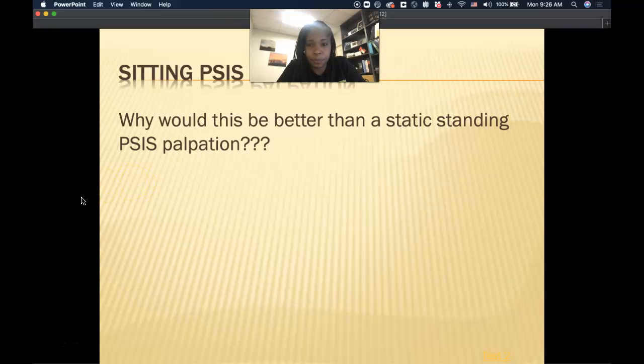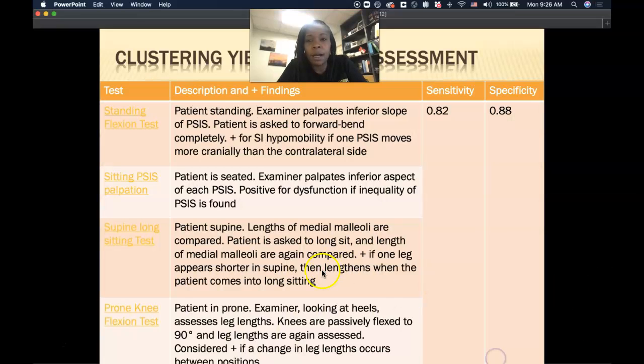So why would this be better than the static standing? I just said it, right, you guys? It's this notion that the patient just can't stand, they have a lot of pain, and so sitting and assessing PSIS movement is a much better way to do that, to remove the pain associated with that particular patient. So a positive sitting PSIS test is going to be similar to a standing, but in a seated position. So when they sit and they flex, right, you would expect PSIS to move superiorly, but again, as they continue to flex in the seated position, does one move more instead of stopping? And if so, then that's the pathological side.